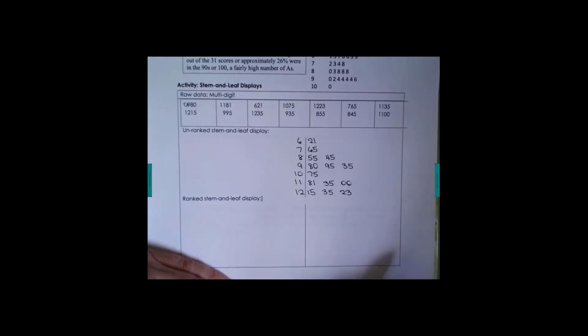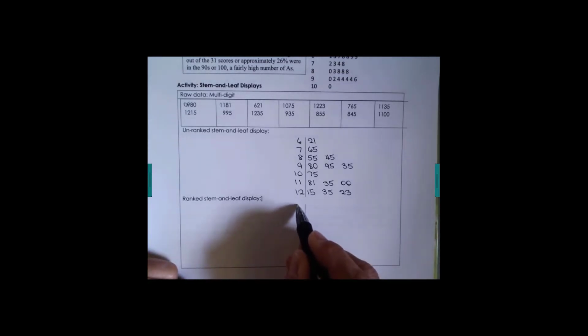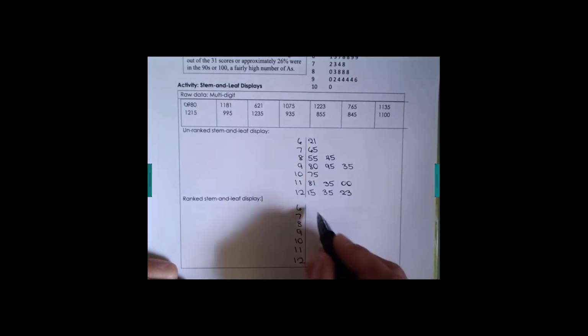Now I've got my data, let's go ahead and rank it. In other words, we're going to create another stem and leaf display. Same stems. I'm going to go from 6 all the way to 12. And I'm going to take each group of leaves and put them in ascending order. Well, I just have 621 here. I only have 1 on 7.